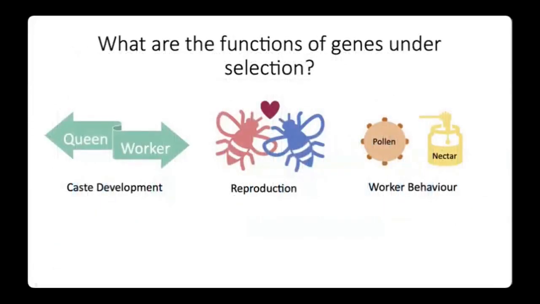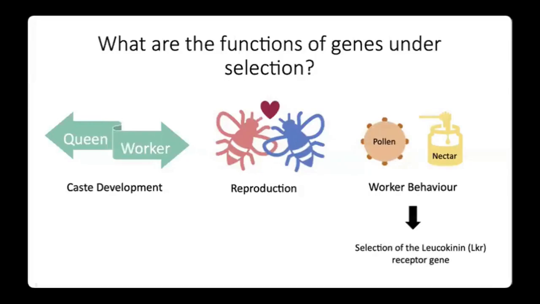Right, so finally, we were interested in the functions of genes under selection and find three main categories. So the first is that we find genes associated with selection are associated with the caste development of queens and workers. And more specifically, these genes are associated with differential expression during the developmental phase. We also find several genes related to reproduction, including a gene found to be expressed in the spermatheca of mated queens relative to virgin queens. And then finally, we find a gene related to worker behavior.